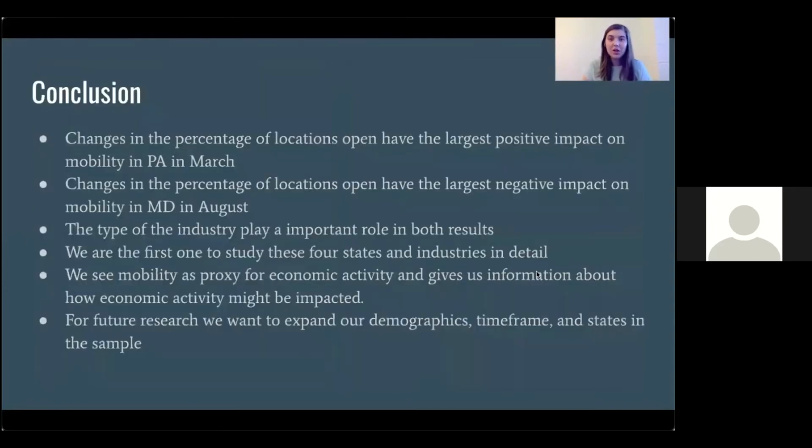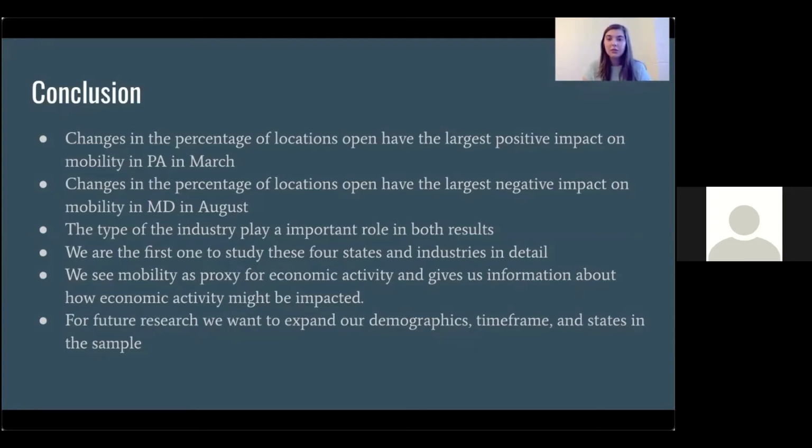In conclusion, we find that changes in the percent of locations open have the largest positive impact on mobility in Pennsylvania in March. We find that they have the largest negative impact on mobility in Maryland in August. We find that the type of industry plays an important role in both results. We believe that our contribution to the literature is that we are the first to study these 4 states and these industries in detail, especially by using data at a county level and a daily frequency. This makes our study unique to other studies that are currently out there about COVID. And it's important to note that we see mobility as a proxy for economic activity.